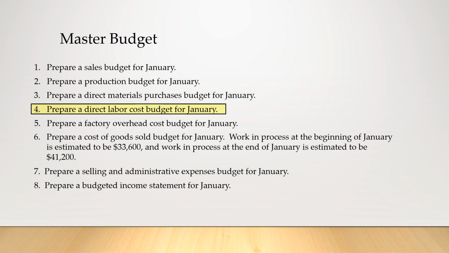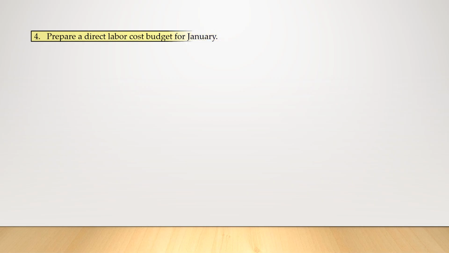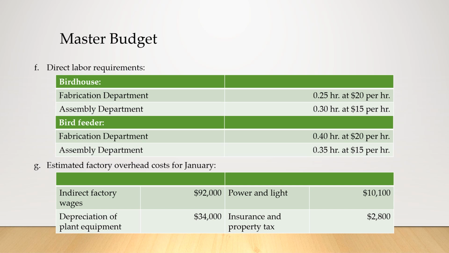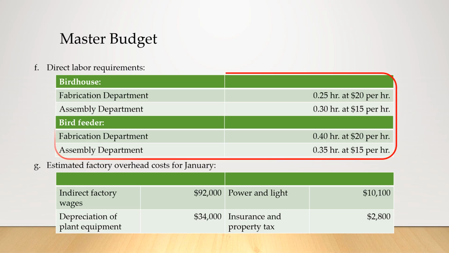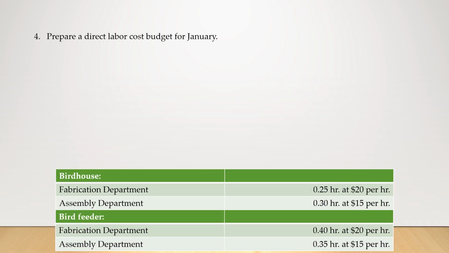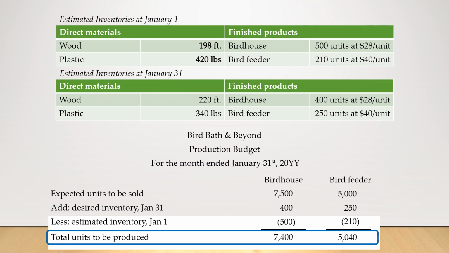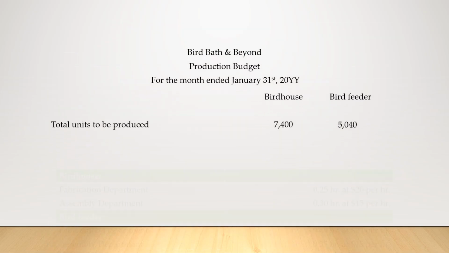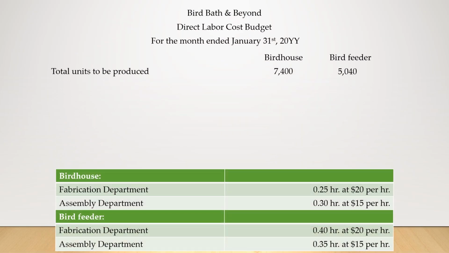Number 4. Prepare a direct labor cost budget for January. In item F, we retrieve our direct labor requirements of our product lines. We also need our total units to be produced. You'll find some space at the top of page 5 to build this budget.